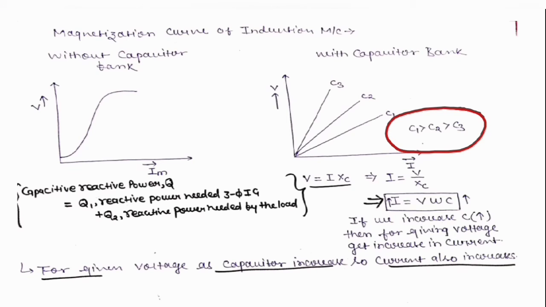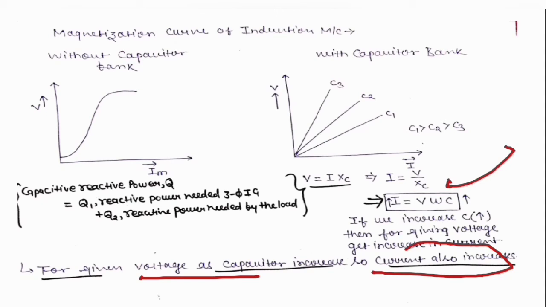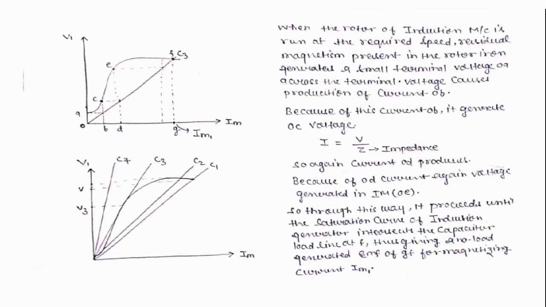So the main point is, for a given voltage, as the capacitance increases, the current also increases. That means I is directly proportional to capacitance. So if we want to increase the reactive power, we increase the capacitance, and in that case the current also increases. That is the important point, you should follow this. Okay, so the next one is how the voltage builds up.